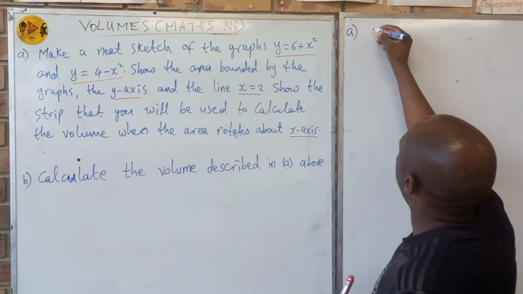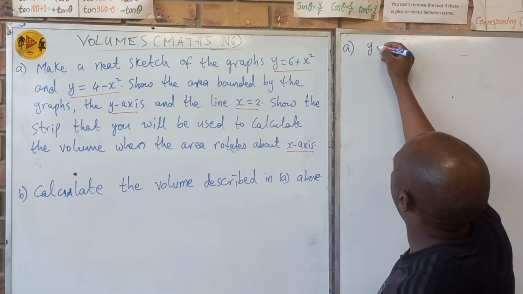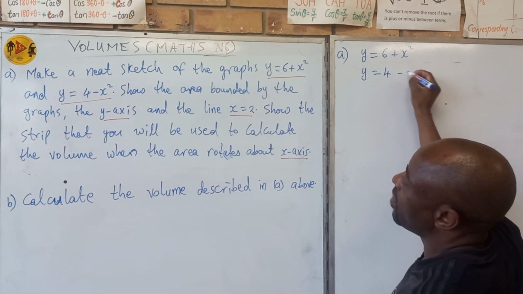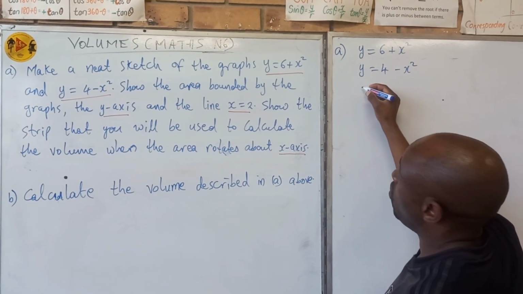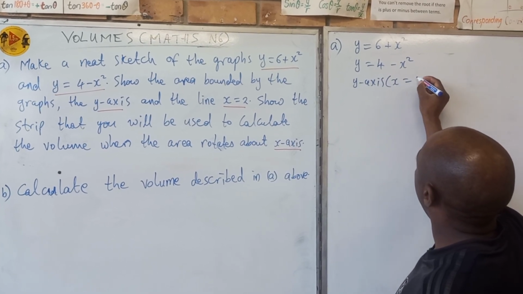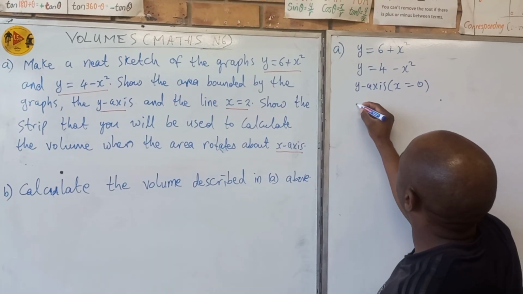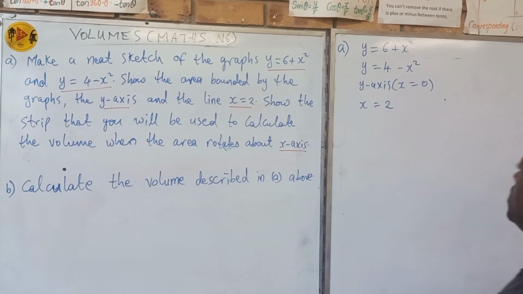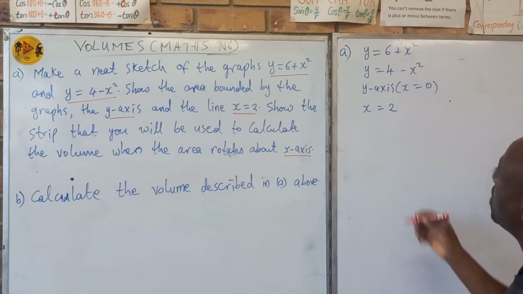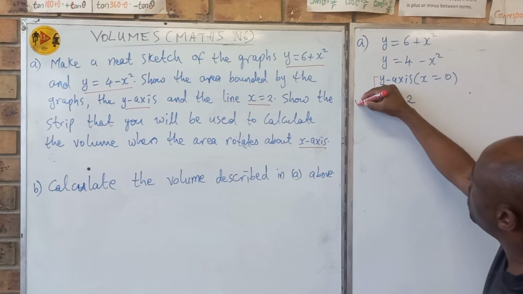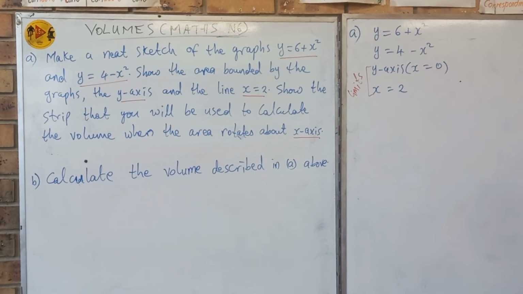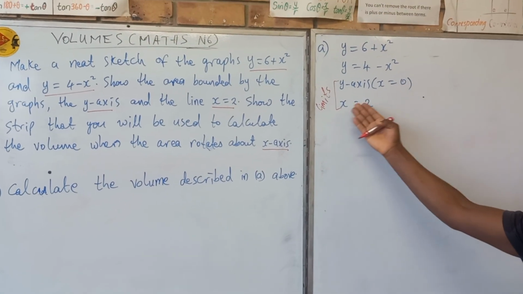So if I put down all the graphs I've mentioned, there is y equal to 6 plus x squared, there is y equal to 4 minus x squared, there is the y-axis, which is a graph whose equation is x equal to 0, and there is x equal to 2. Whenever I've got 4 graphs, the first thing that comes to my mind is that 2 of the graphs are giving me the limit of intersection, especially when I'm not told to calculate the limit. So it means I will be integrating from x equal to 0 to x equal to 2.